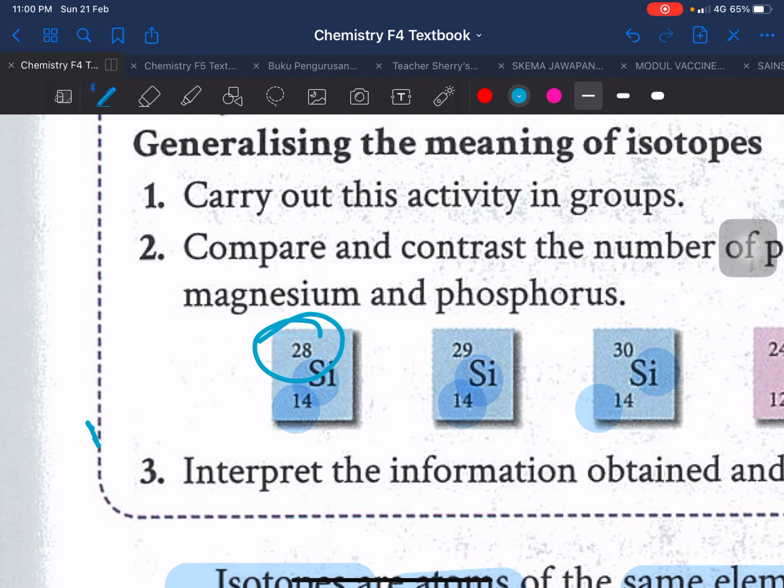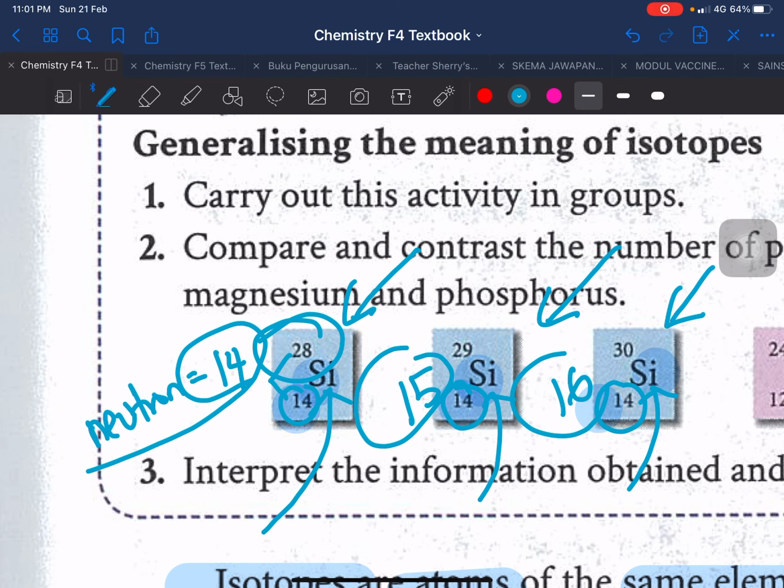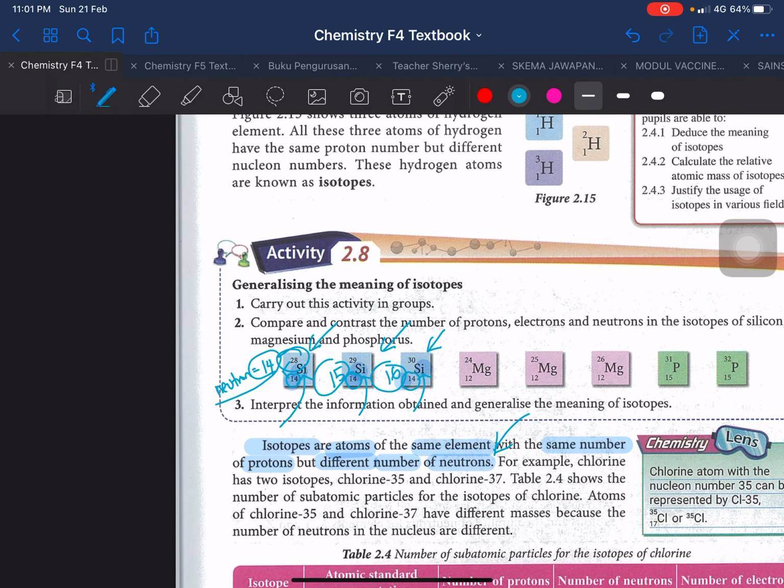If you are required to find the neutron from the nucleon number, you just have to minus it. 28 minus 14. So the neutron number for silicon is 14. For this silicon, the neutron number is 15, and for this one, the neutron number is 16. So what is isotope? Isotope is the atoms of the same element which have the same proton number but different neutron number. Okay, I hope you are clear with the definition there.